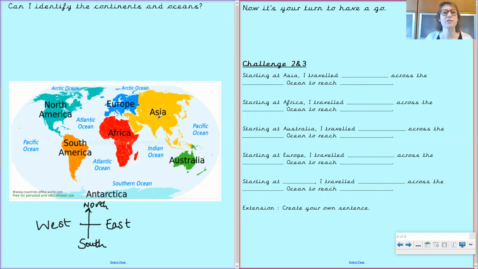So let's do one together. So if I start in Asia and I'm just going to travel south, and I'm going to go across the Indian Ocean. So if I'm in Asia and I travel south across the Indian Ocean, I'm going to reach Antarctica. You do not need to write out the whole sentences. You can write out the whole sentences, but you don't need to, you can just write in the words. Depends on the mood you're in.